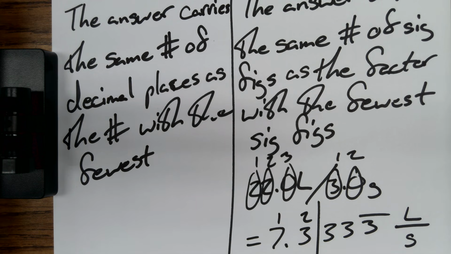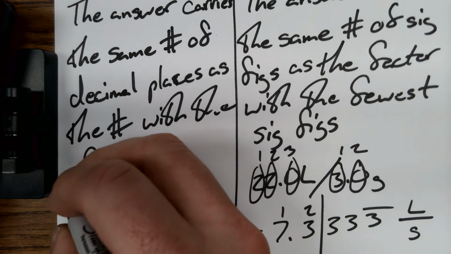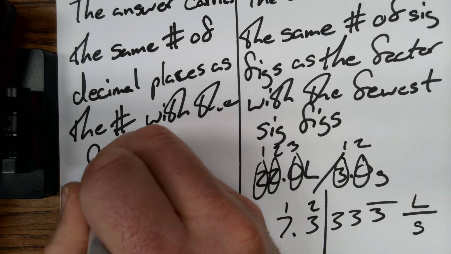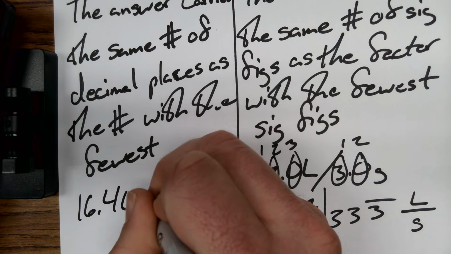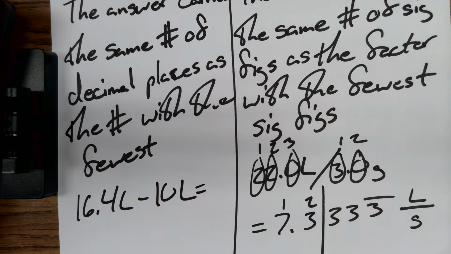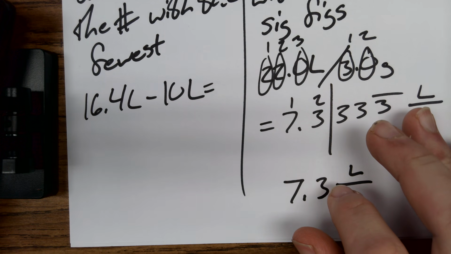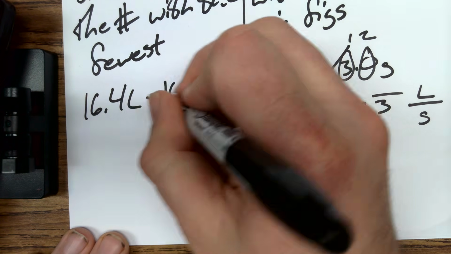Alright, let's do a little math. We did some multiplication and division. Let's do some addition and subtraction. 16.4 liters subtracted by 10 liters. You can do the math in your head for this one, or you can just shout out the answer. What's it going to be? 6.4 liters.